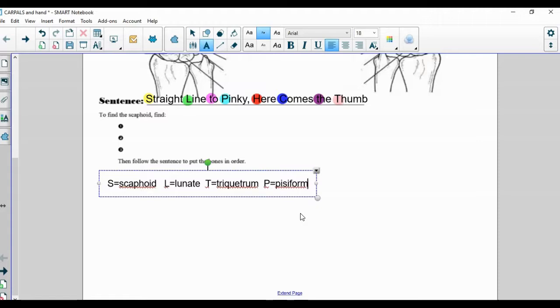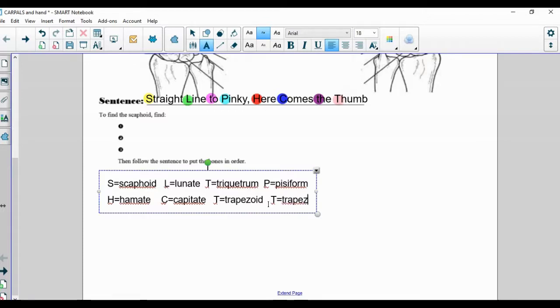Okay, so that's going to be one row. There's 4 bones per row. And the second row will start with here. So H in here equals the bone called hamate. Here comes the C equals capitate. And then notice we have 2 more T's. We've already had 1 T, we have 2 more T's. So the first T that we'll encounter in this row is called the trapezoid. And the last T that we'll encounter is called the trapezium.